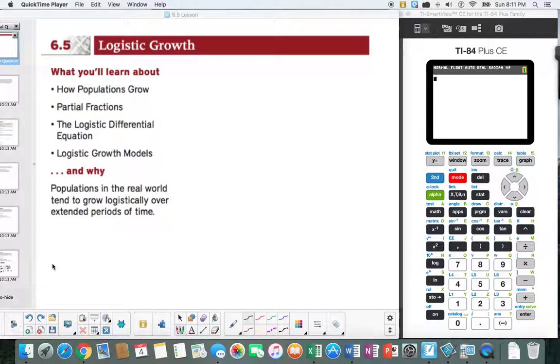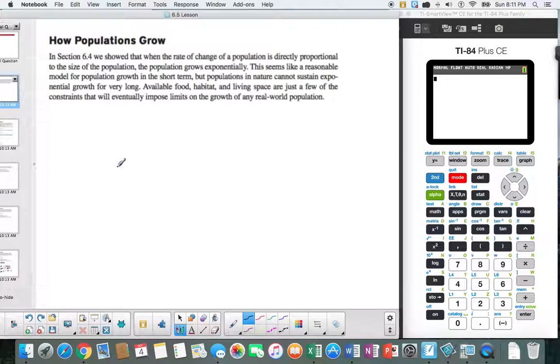Lesson 6.5, Logistic Growth. What you'll learn about is how populations grow, the logistic differential equation, and the logistic mathematical growth model. In the previous section, we talked about how populations grow. The rate of change of a population is directly proportional to the size of the population. The differential equation looks something like this.